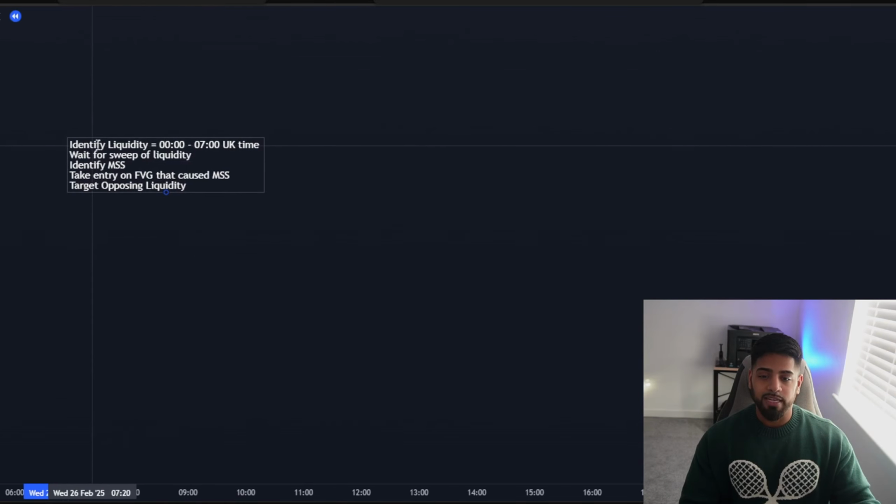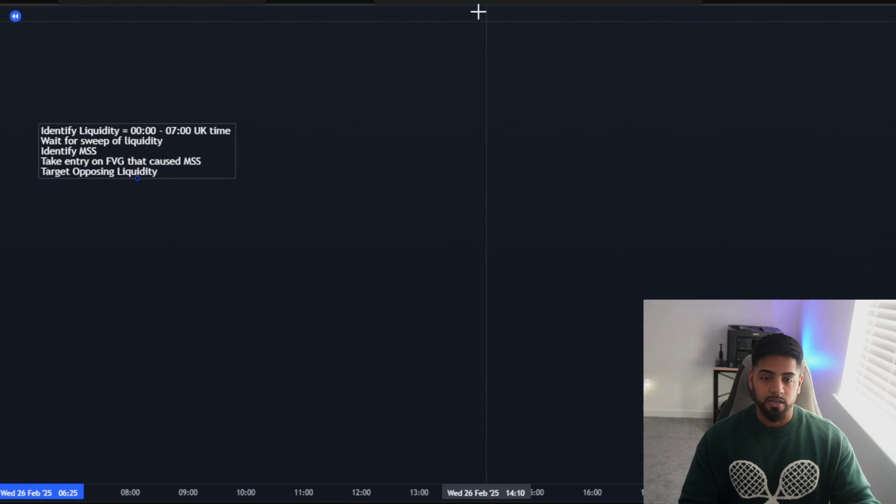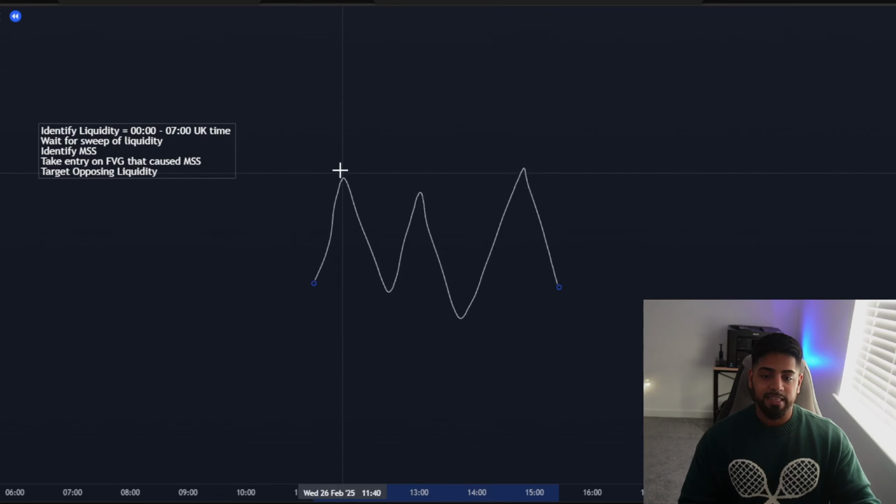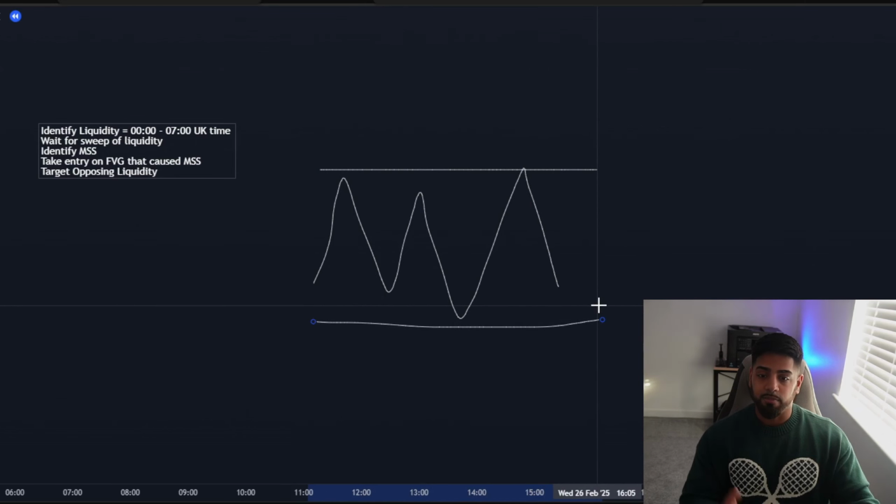What we're going to be doing is identifying the liquidity which is built up between the times of midnight and 7 a.m. UK time. So let's take an example that we've drawn on the chart. Let's say this is midnight and this is 7 a.m. UK time. We're going to be identifying the high and the low that was created between that time zone. Then we can tick that off.